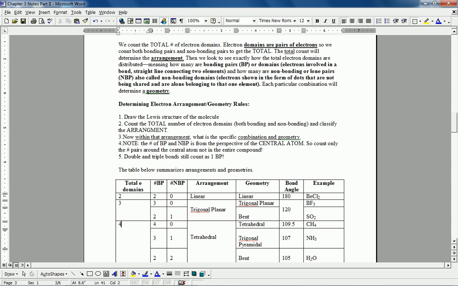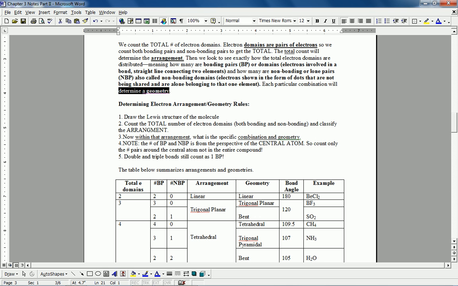Once we have the general arrangement, then we're going to look specifically to see exactly how many pairs were bonding pairs or domains, how many were bonding, meaning involved in a bond, a straight line connecting the elements, and how many of those domains were actually non-bonding or lone pairs, the dots on the central atom. And looking at that specific combination, we can look up the geometry on the table.